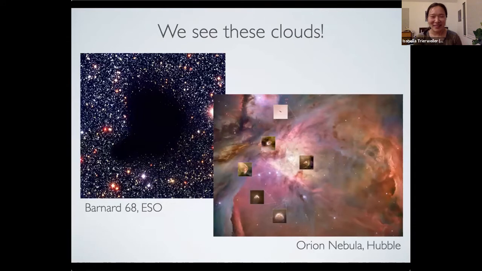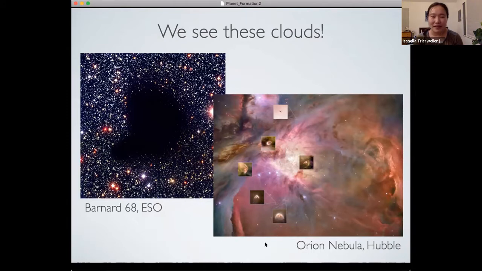So the one kind of cool thing is that we can check this idea by just looking around in our galaxy and seeing if we actually see any of these clouds. And the great thing is that we do. So a couple examples on here. On the left is Barnard 68. So you can see the kind of rough outline of the dark cloud here. This is a relatively close cloud, about 500 light years away or so. But there are also many other examples.